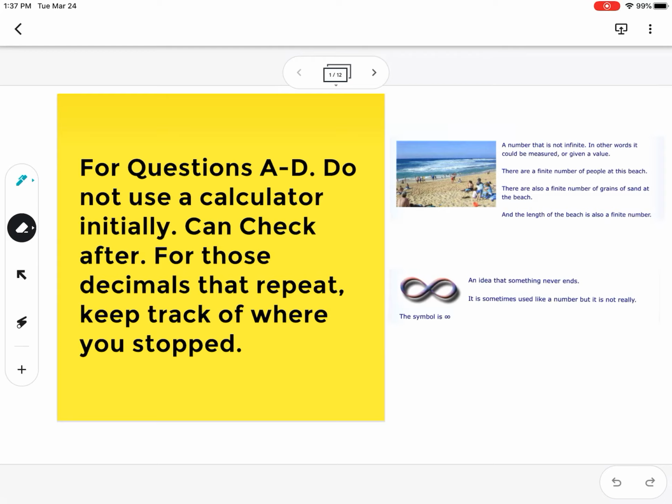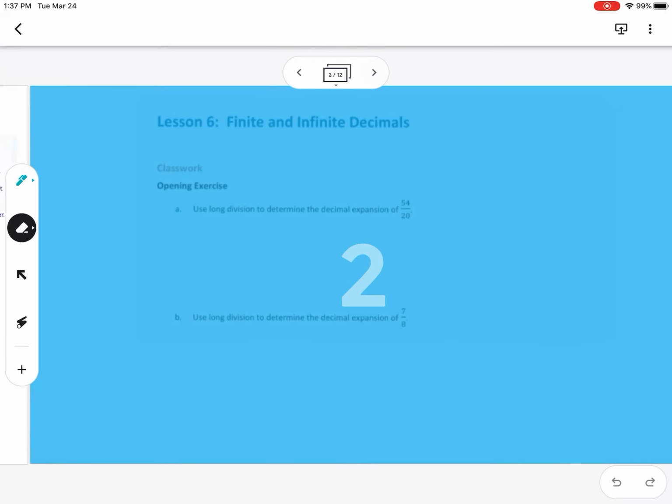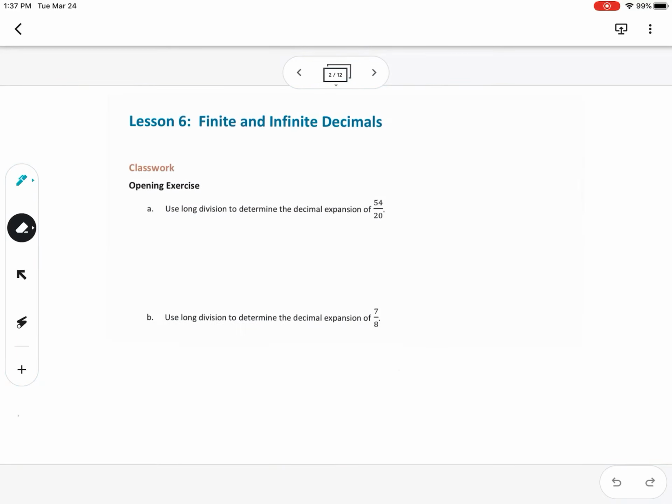What we're going to do is I'm going to ask you to go ahead and answer questions A, B, C, and D. A and B are on this page, C and D are on the next. Use long division, don't use your calculator. So go ahead, do that now, hit pause.